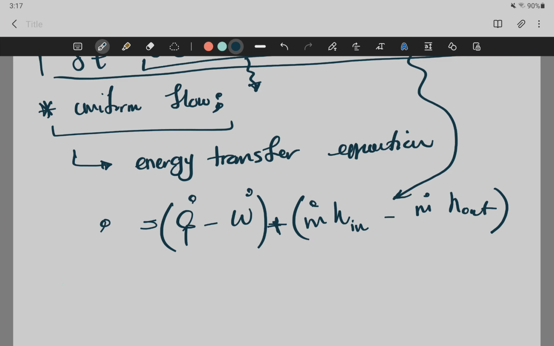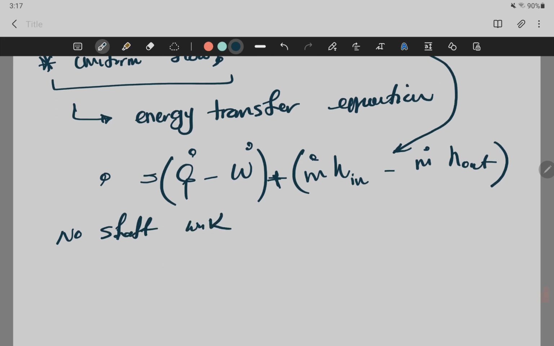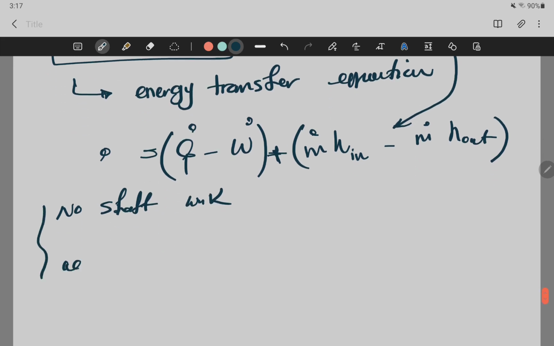If there is no shaft work, and if the system is adiabatic, then what will happen to this energy equation? The right side would be 0, right? All of the right side? This would just be Q dot minus W dot.